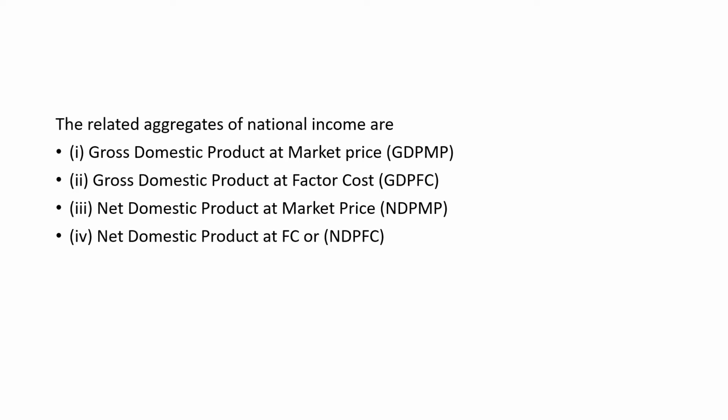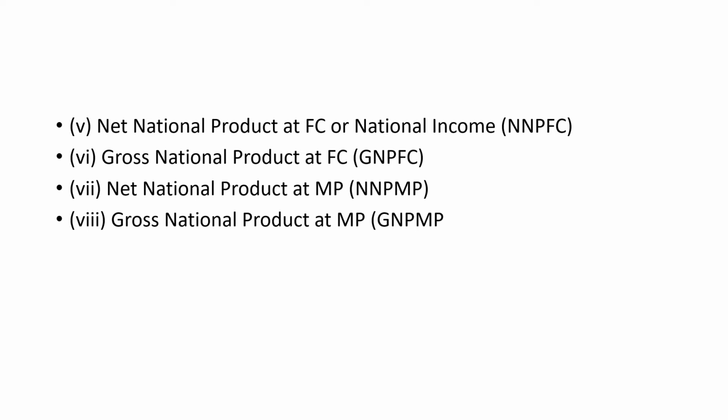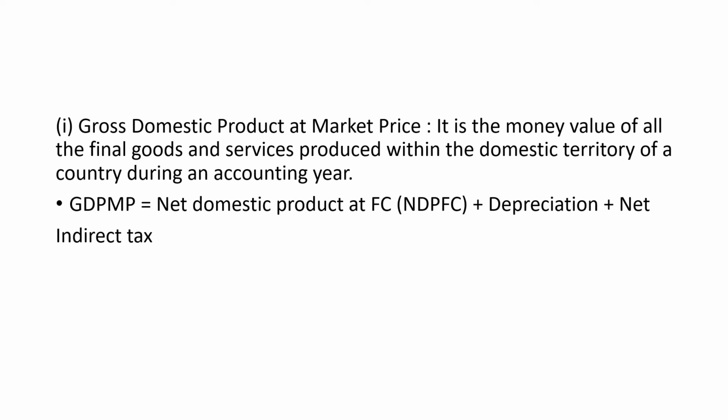There are several national income aggregates: gross domestic product at market price, gross domestic product at factor cost, net domestic product at market price, net domestic product at factor cost, net national product at factor price, which is also known as national income, gross national product at factor cost, net national product at market price, and gross national product at market price. We will be looking into each of these aggregates one by one. First is gross domestic product at market price.